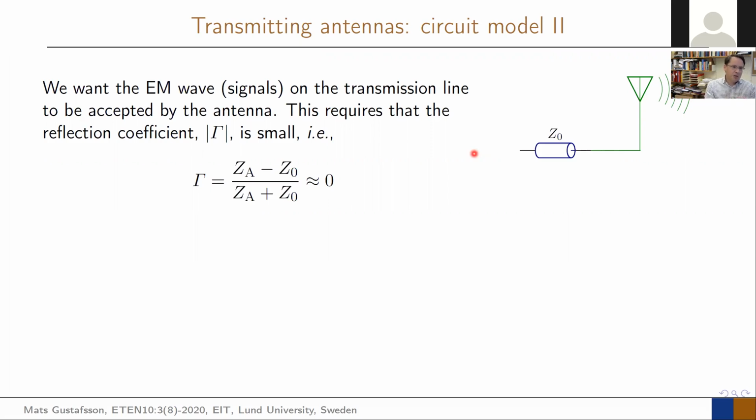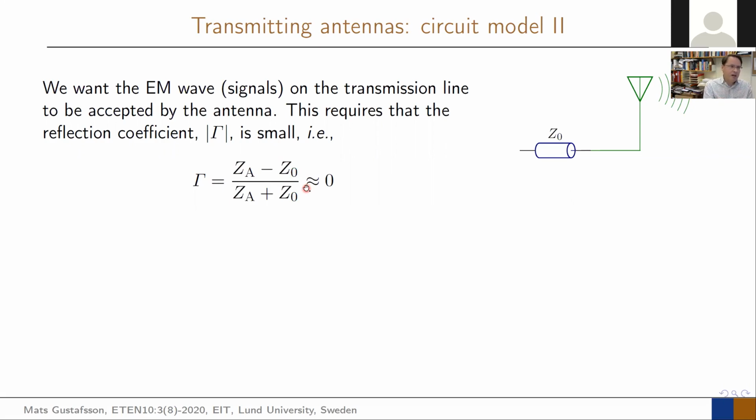And to make sure that very little of the signal is reflected back, I need to look at what's called the reflection coefficient, which measures how much of the signal that comes here gets reflected back. That is given by the input impedance of the antenna minus the characteristic impedance, divided by the sum of the two. And if nothing should be radiated back, it means that this reflection coefficient should be 0. And that means that this ZA should be equal to Z0.